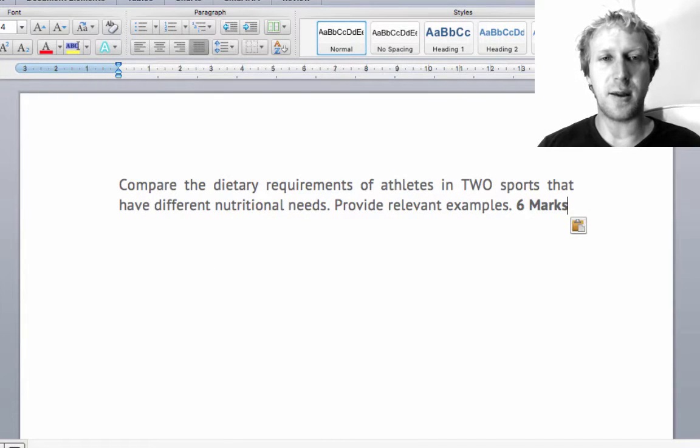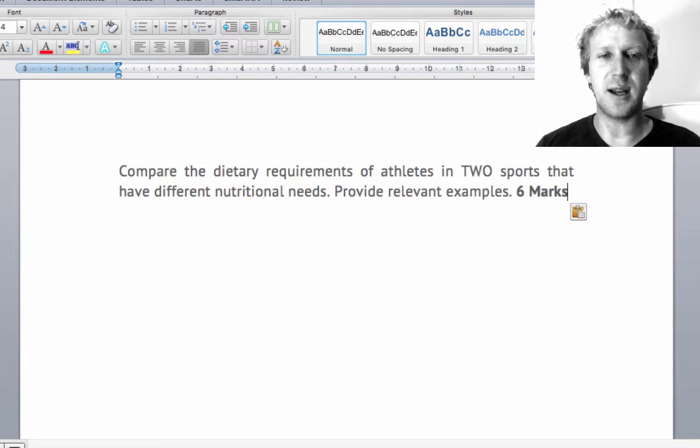Okay guys, so today I thought I'd just kind of walk you through writing a sample answer here. So I've just got a question out of one of our past exam papers for the HSC. It says, compare the dietary requirements of athletes in two sports that have different nutritional needs. Then I need to make sure I provide some relevant examples.